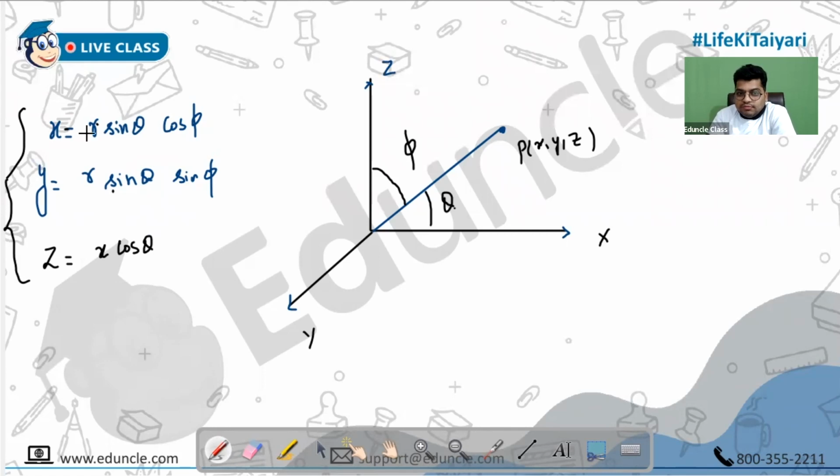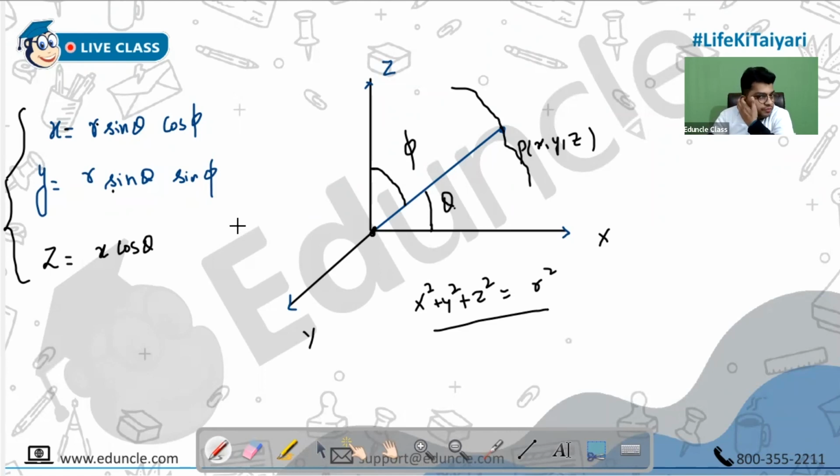These are the system where r is the radial distance from origin to the point, the curve, whatever curve you have, and theta is the angle from x-axis and phi is the angle from z-axis. Okay, so when you find out x square plus y square plus z square, what is this? You will get r square. एक बार जरा ट्राई करना, find out that x square plus y square plus z square is equal to r square, yes or no? Please check out.